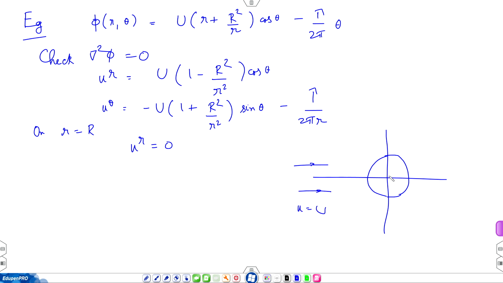And there is a cylinder of radius R, because on r equal to capital R, u r is 0. And how about u theta? It is minus 2 u sin theta, which is the contribution of the main flow. This main flow goes around the cylinder, minus gamma over 2 pi R.